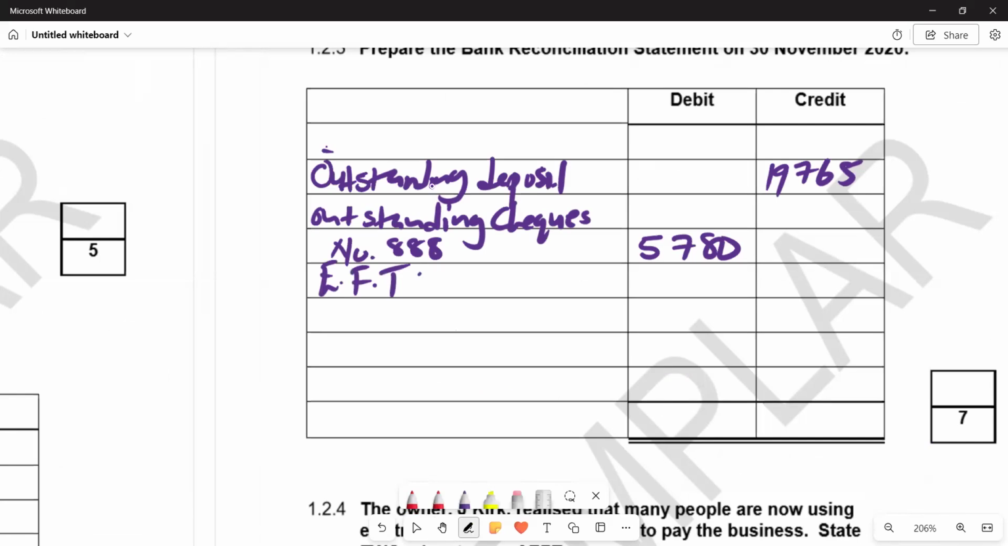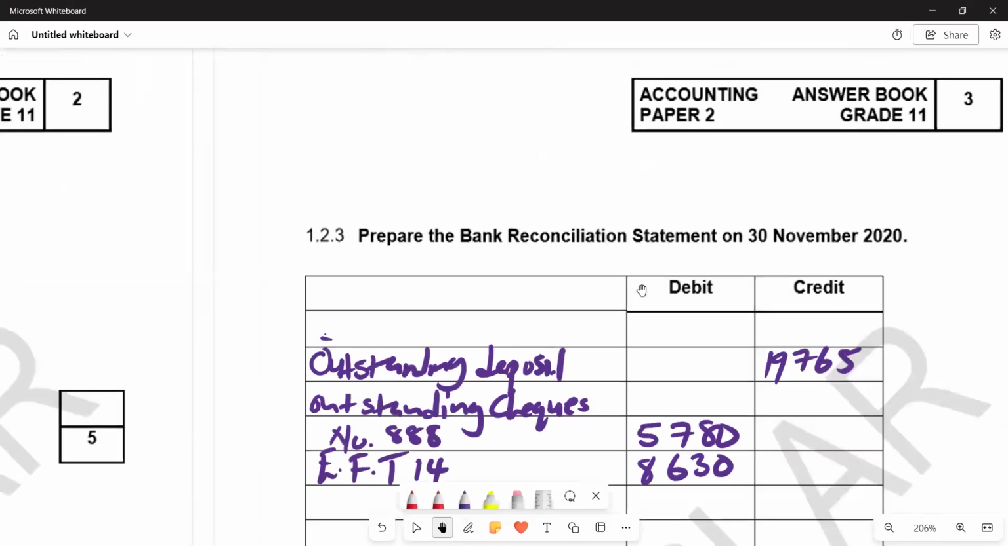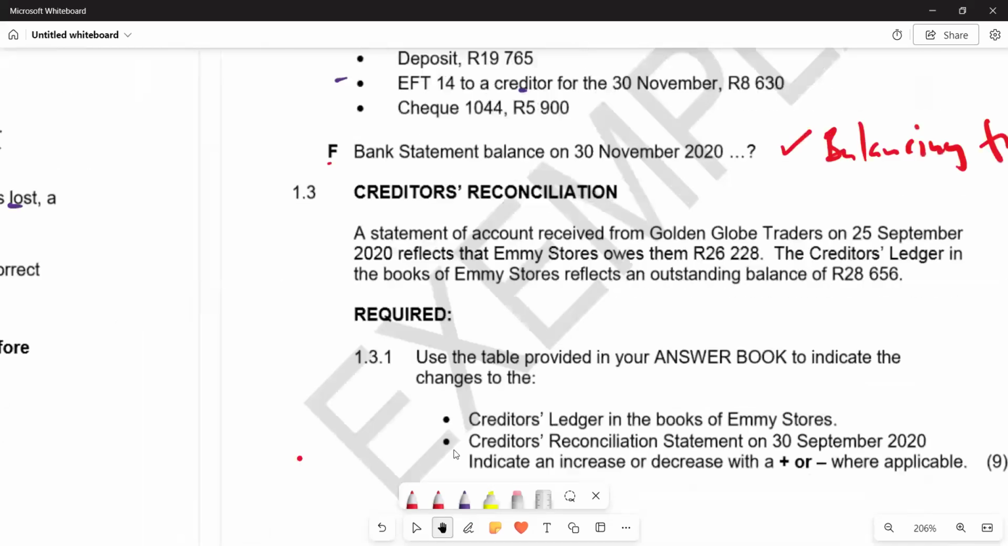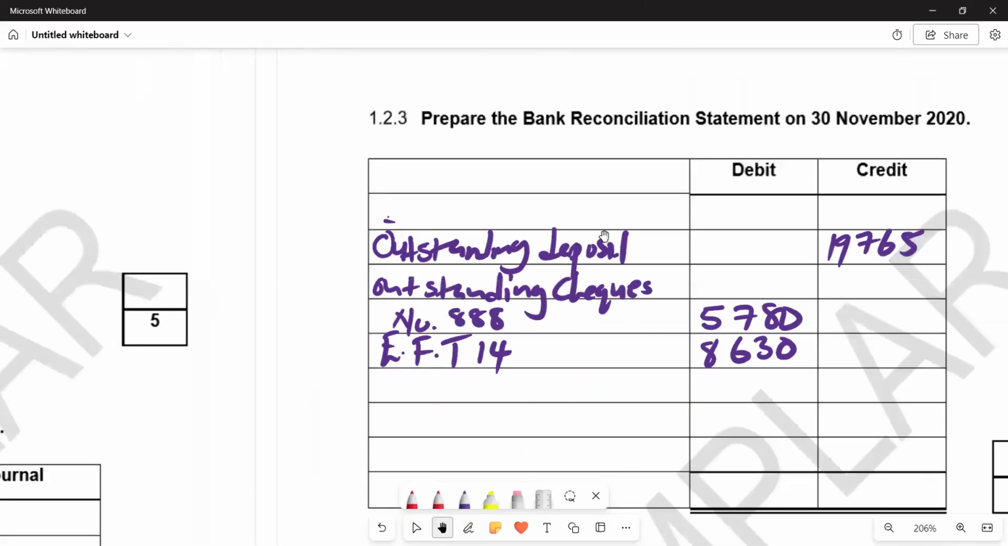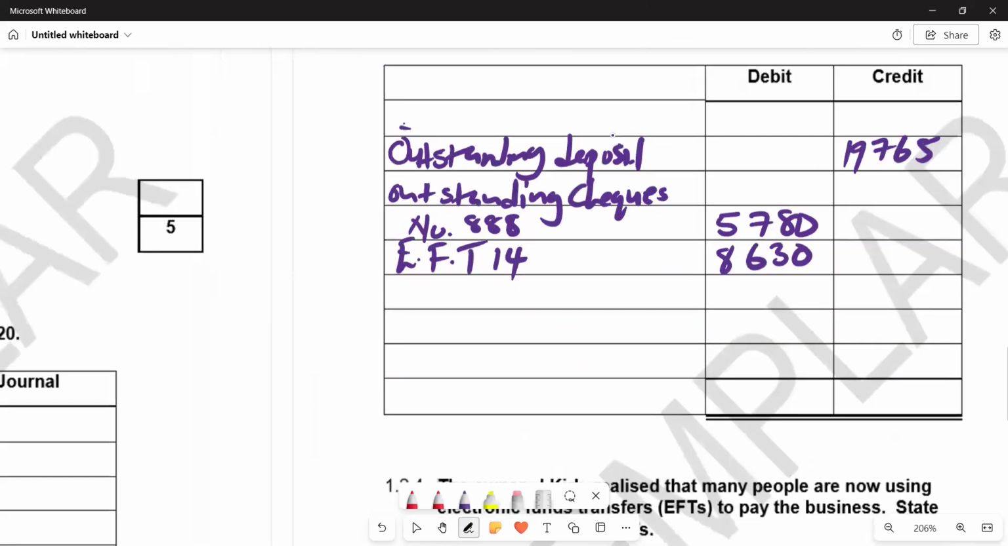EFT 14, and we are saying 8,630. And then I will check another outstanding check there. We are having check number 1044, which is 5,900. We can also refer to this one. So we are saying number 1044 for 5,900.